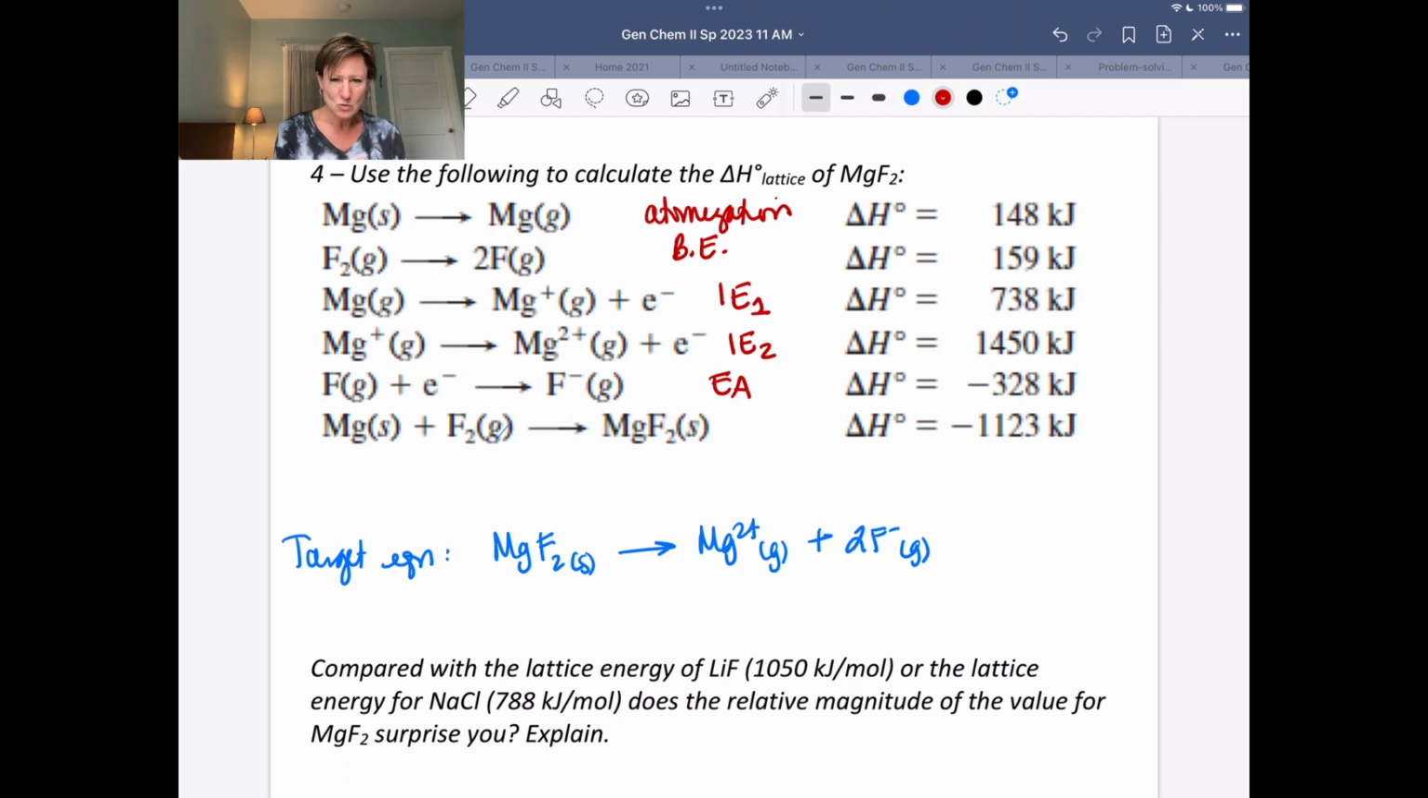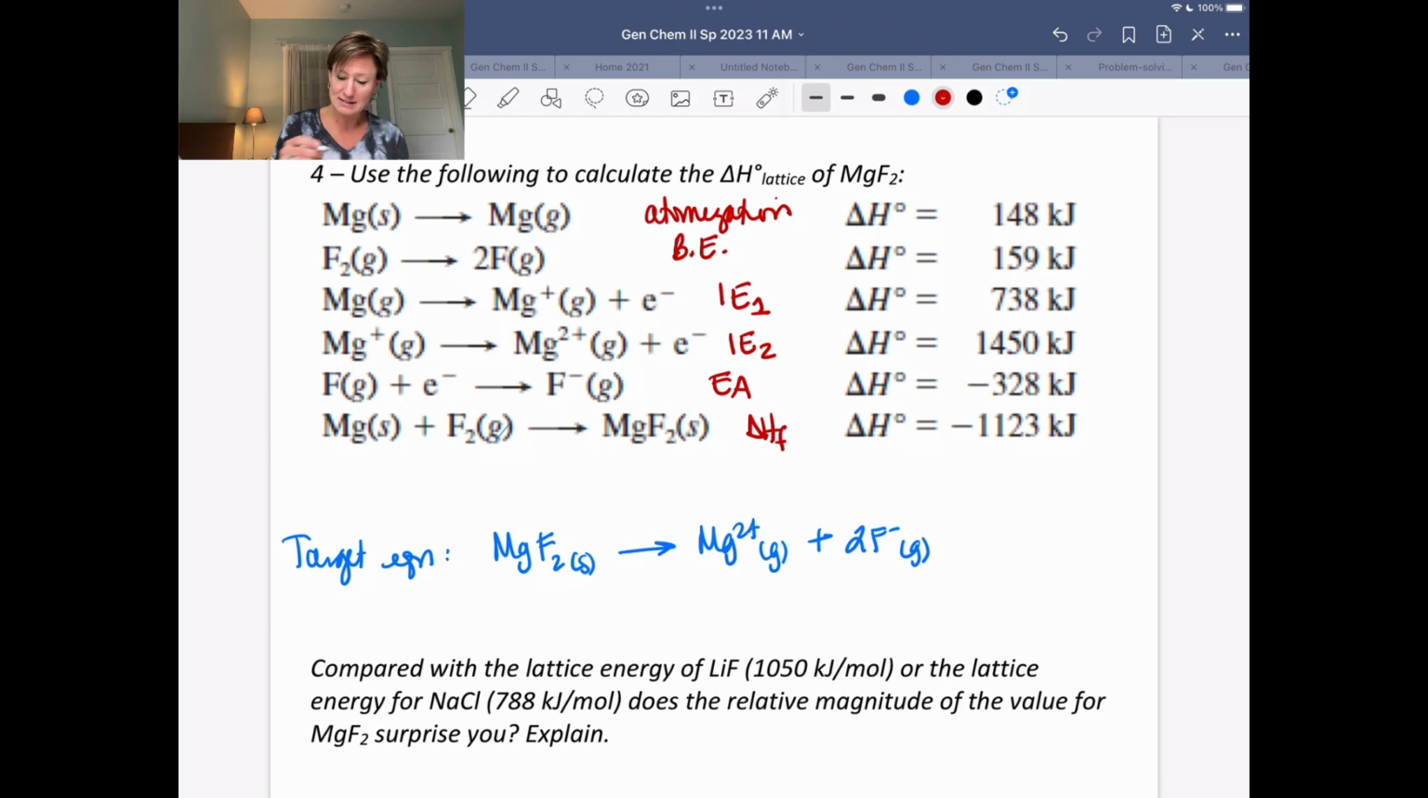And then this last one, I've got magnesium solid plus fluorine gas makes magnesium fluoride as a solid. This is delta HF. That's a delta HF equation. So qualitative and quantitative pieces here, just to highlight for you. I would expect you to be able to write any one of these types of equations. I wouldn't expect you to know the numbers or the values that we have here, but I'd expect you to be able to write what these pieces are. Write a first ionization energy equation for magnesium. You should be able to write that, okay?